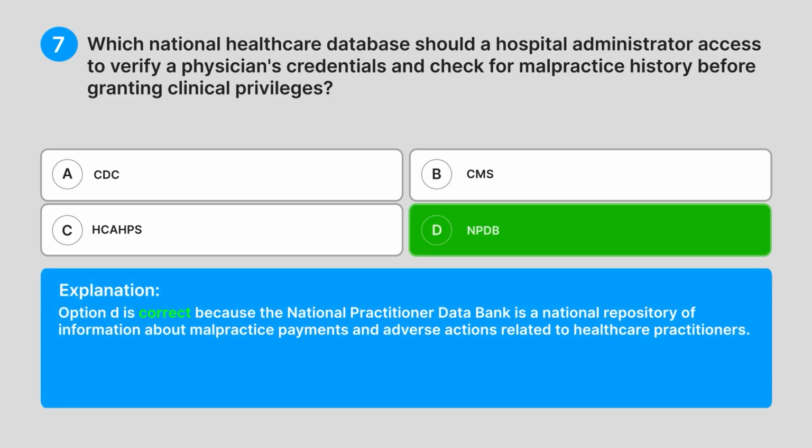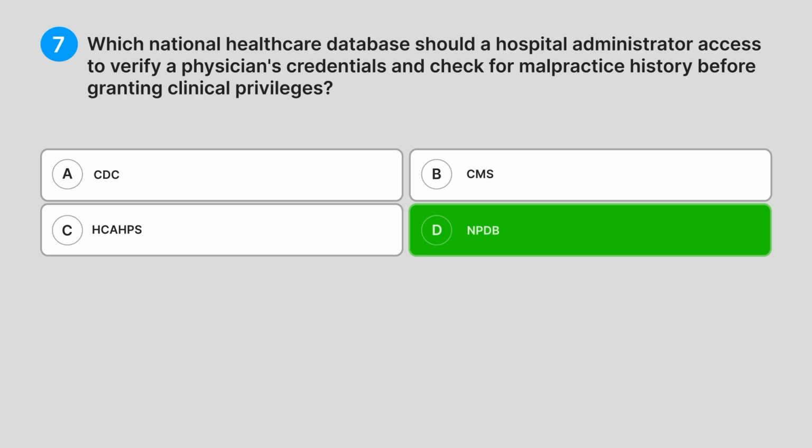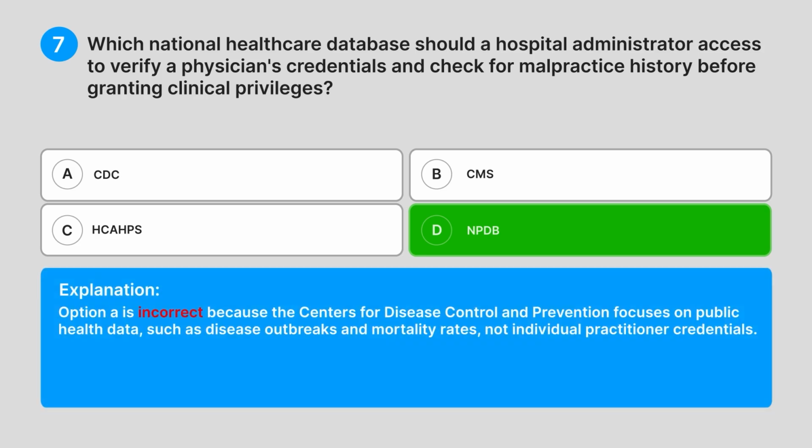Explanation: Option D is correct because the National Practitioner Databank is a national repository of information about malpractice payments and adverse actions related to healthcare practitioners. Option A is incorrect because the Centers for Disease Control and Prevention focuses on public health data, such as disease outbreaks and mortality rates, not individual practitioner credentials.